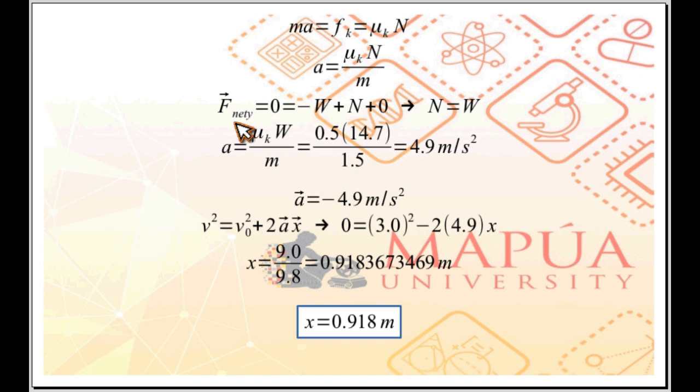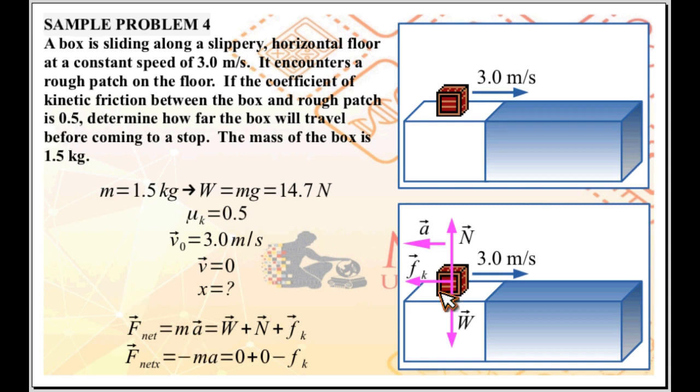So Y component of F net is F net Y. Y component of acceleration. Acceleration is horizontal. No Y component. Friction is also horizontal. No Y component. The ones that have Y components are the weight and the normal force N. Weight is vertically downward, so negative direction. Normal force is vertically upward, positive direction.